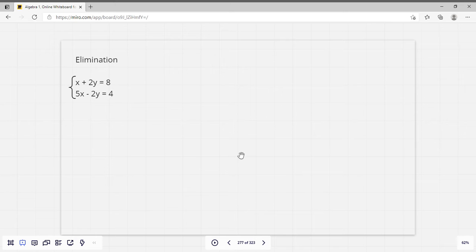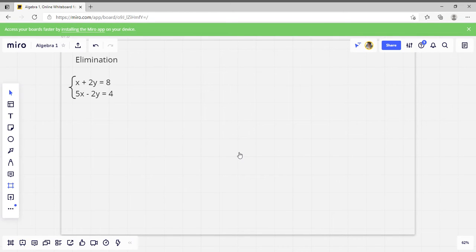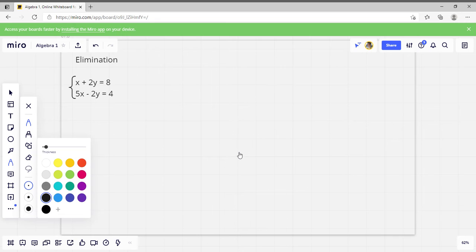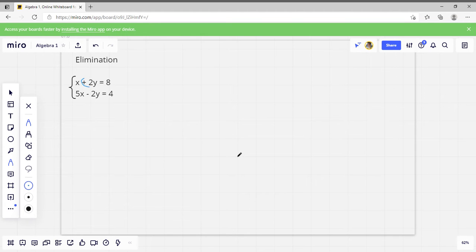Alright, elimination. This is another way to solve a system of equations. The elimination method, and I'm going to show you how to do it. So basically all we're going to do is add these two equations together. So we have a positive 2y and a negative 2y right there. So when we add them together, we're going to eliminate one of those variables. That's why it's called elimination.